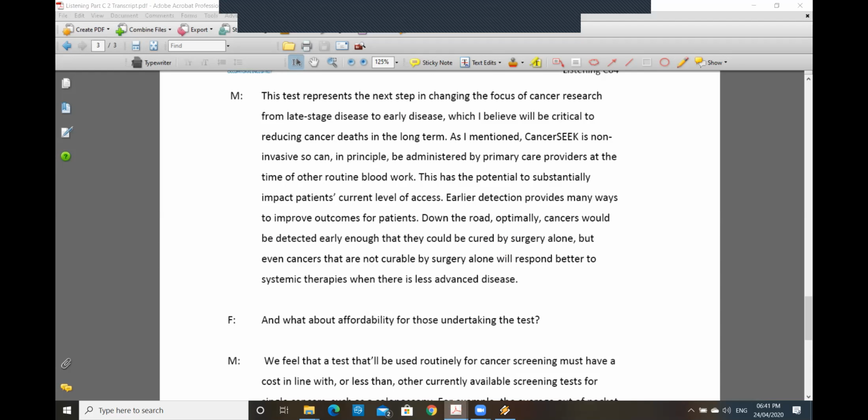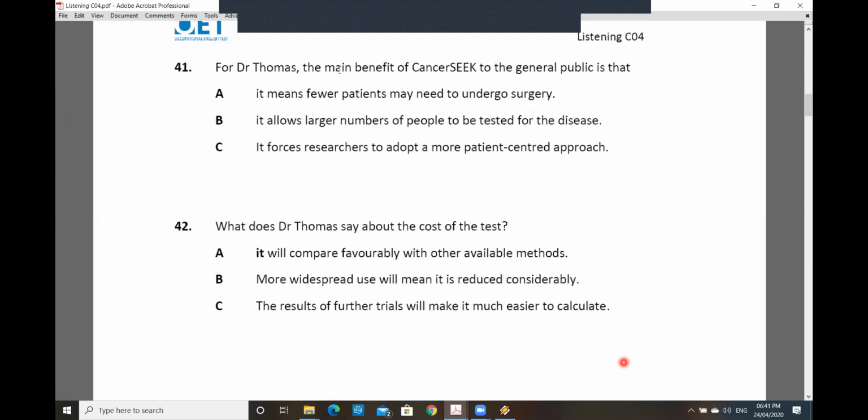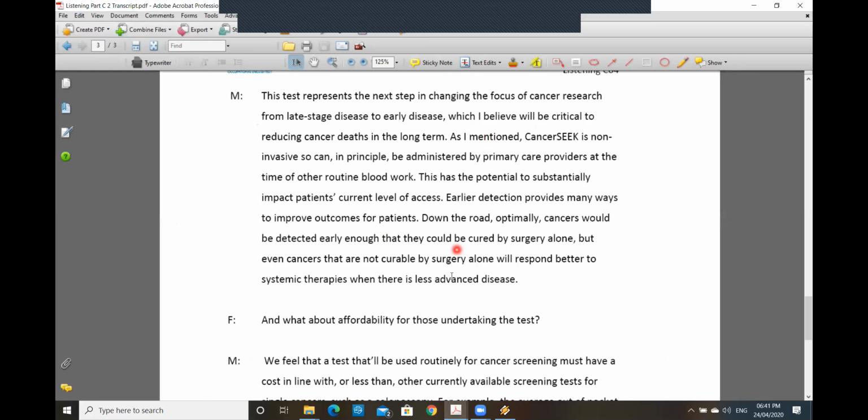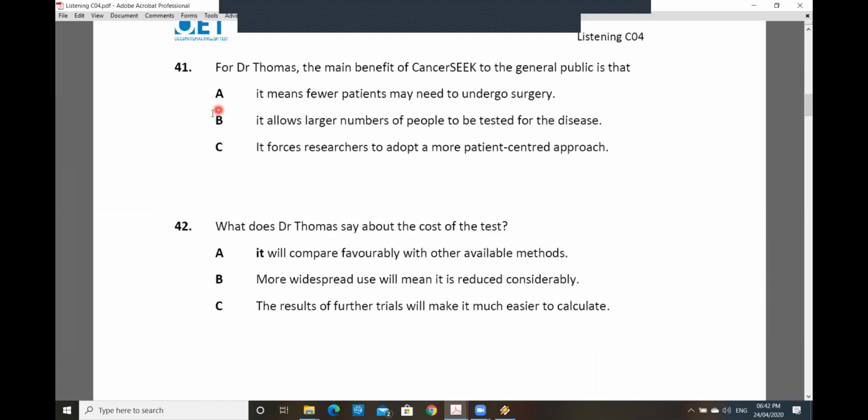So A goes exactly opposite to this. Here it says fewer patients may need to undergo surgery, but he's trying to in fact say that patients will be cured with surgery alone. They wouldn't require any further treatment, and they would respond better to other systemic therapies as well. So the main benefit is that it can be easily administered, and therefore the access would be easier. People can easily get access to this kind of test. Okay, so for this, B is the correct answer.